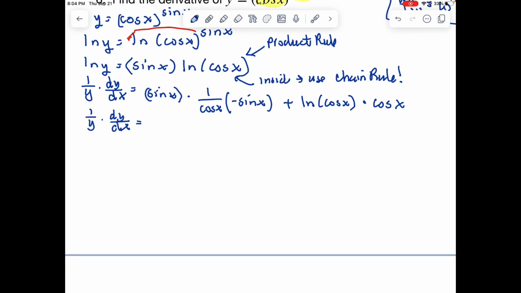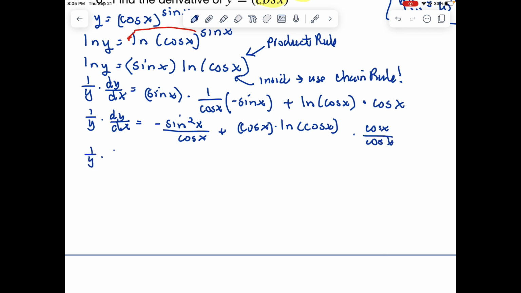Multiplying this first term together, we end up with negative sine squared x over cosine x plus cosine x times the natural log of the cosine of x. Notice I cannot combine that cosine inside the logarithm with the cosine outside the logarithm. They're separate terms. All right, it's easy to add these two fractions together by finding a common denominator. So I'm going to multiply that last fraction by cosine of x over cosine of x. And so I end up with negative sine squared of x plus cosine squared x times the natural log of the cosine of x, all over the common denominator of cosine of x.